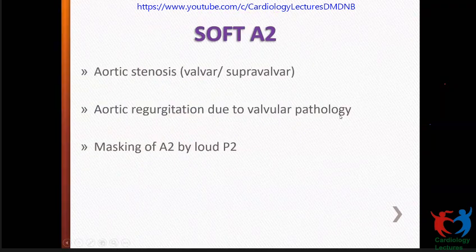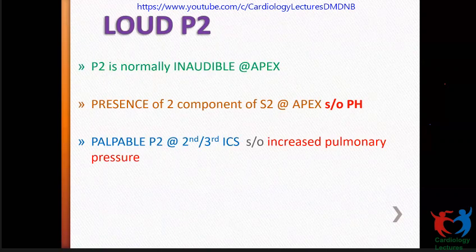Soft A2, we already discussed. In AR, in most pathology it is soft if it is the valve, but if it is the wall, like in syphilis, it becomes loud, and that's called the tambourine effect. Loud P2, we already discussed. At the apex it is only ASD. Beyond this point, palpable and present, the second component is loud.